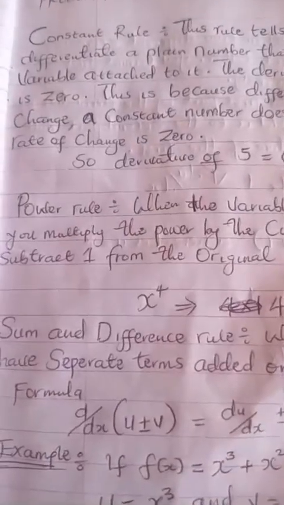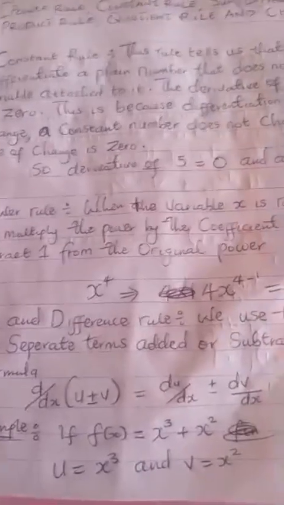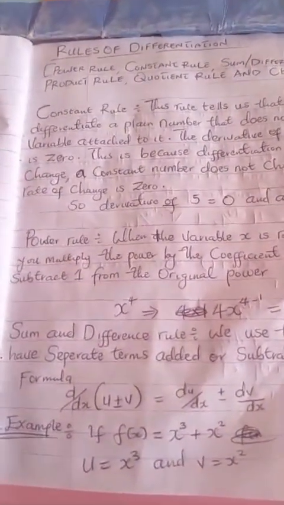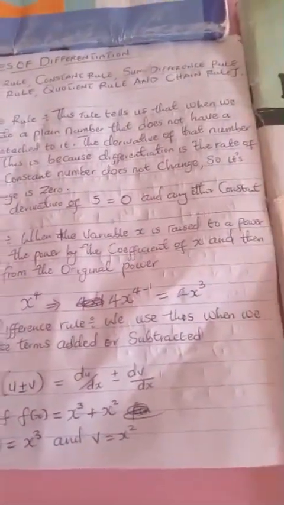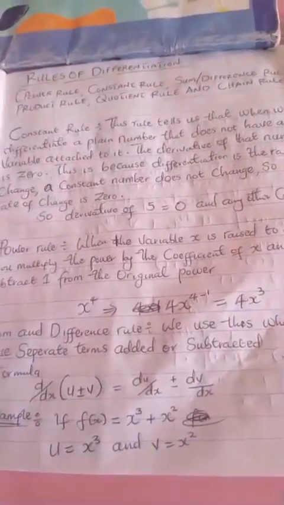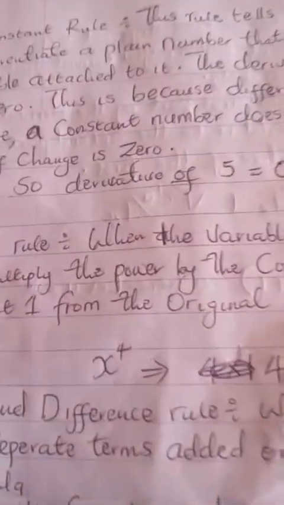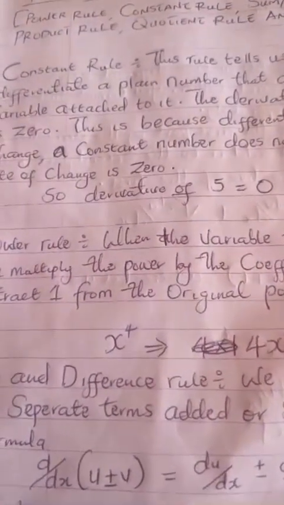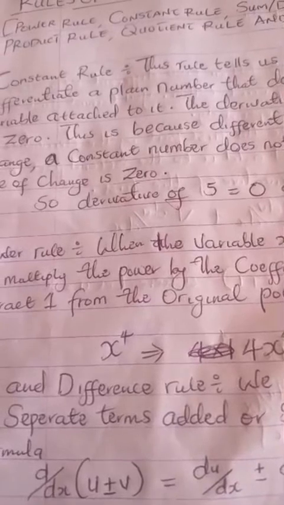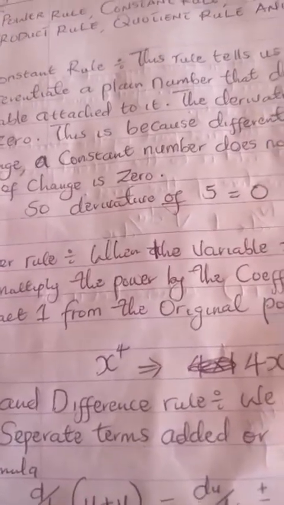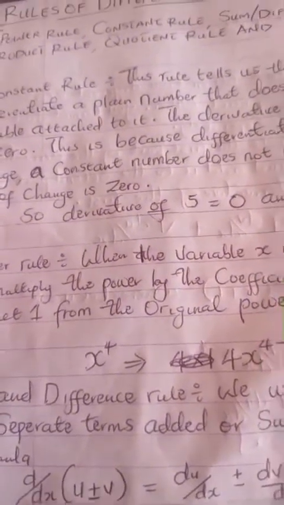Next is our power rule. We say the power rule: when the variable x is raised to a power, you multiply the power by the coefficient of x and then subtract 1 from the original power. What it's saying is, now you can see we have x raised to power 4. You multiply 4 by the coefficient of x, which is what? 1. The coefficient of x is 1 in this formula.